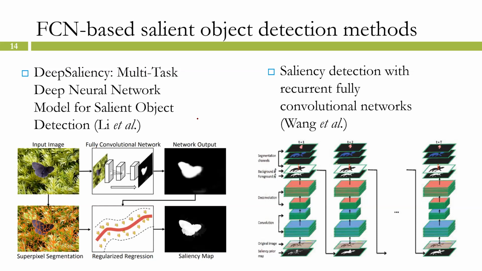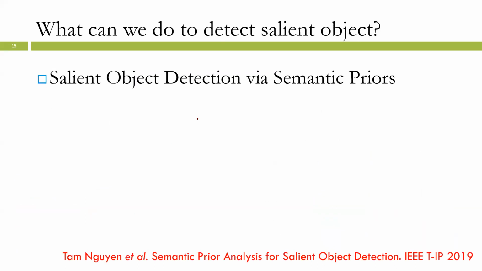Like the work from E and L on the left-hand side, and the work from 1L on the right-hand side. There are so many works using FCN to predict the salient object. The next question is, what can we do to detect salient objects? Should we just fine-tune the FCN to achieve better performance? So here I introduce salient object detection using semantic priors.